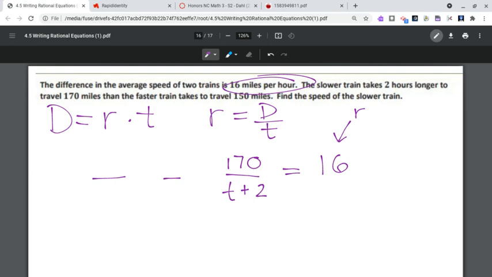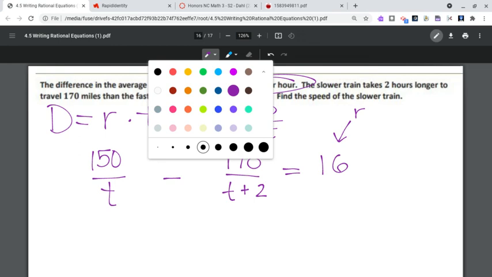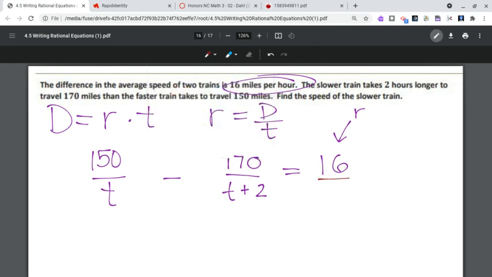Okay. The slower train takes 2 hours longer to travel 170 miles. So I did the distance is 170 over T plus 2. Then the faster train takes to travel 150 miles. So 150 over T. So we're going to solve for time, and then it wants us to find the speed. So then we're just going to plug it back in after we find that value. Okay, so we're going to multiply both sides by the LCD. This is over 1. So we're going to use T and then T plus 2, excuse me.